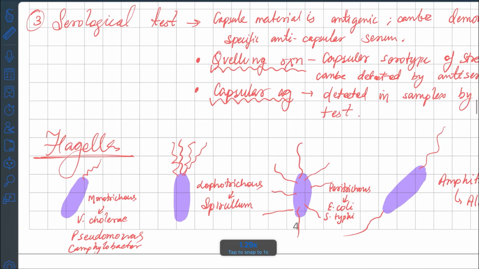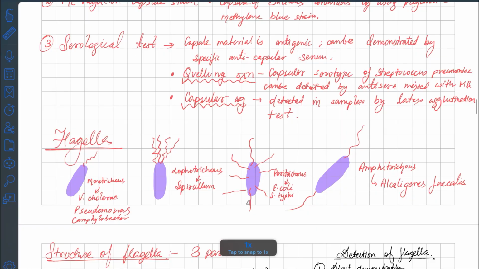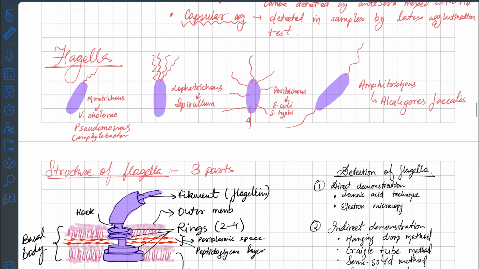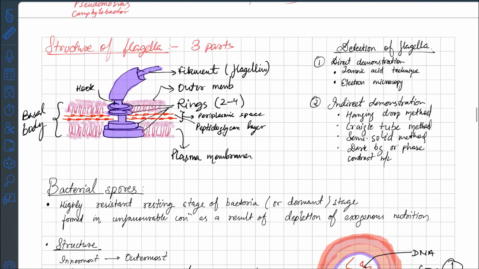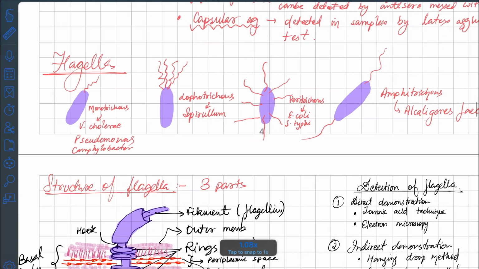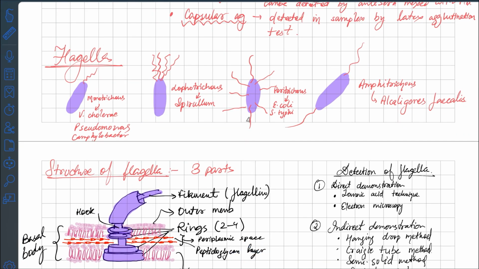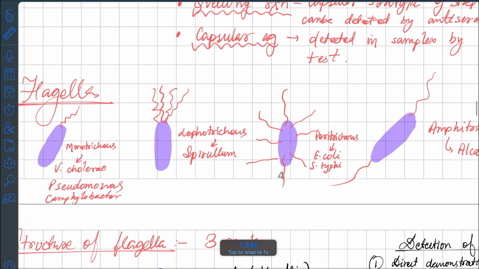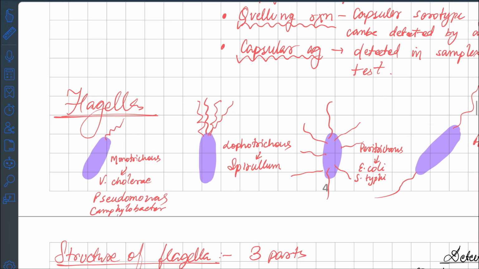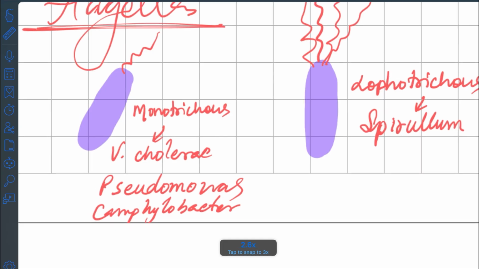Now we are done with capsule. Let's move to the flagella. We'll be discussing flagella and then we'll discuss spores and so on. So flagella are actually appendages present on the bacterial cell wall, as you can see here. Here are some of the different types of bacteria with their different arrangements of flagella. Now we'll look into them one by one along with the examples.